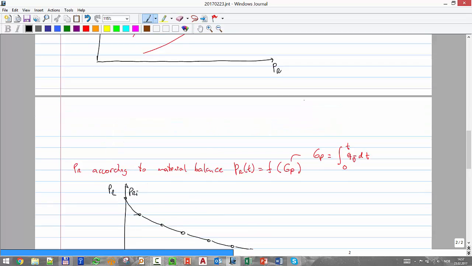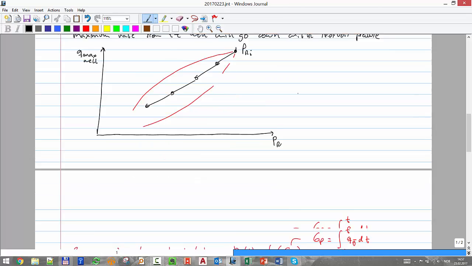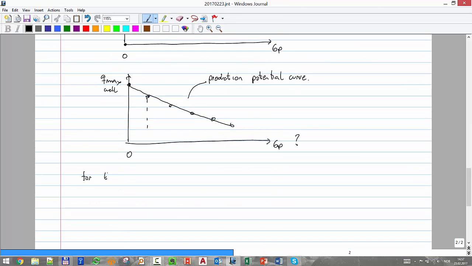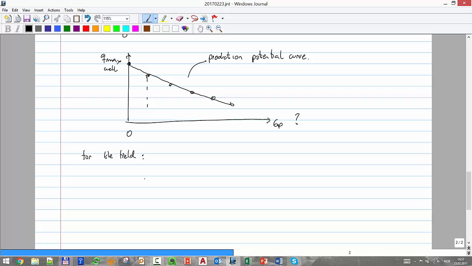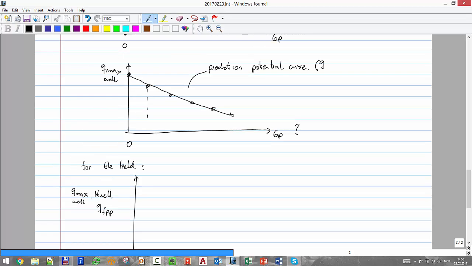Now I'm going to ask you, in our field that is very simplified, all identical wells, a big tank, what will be the production potential of the field? If all of them are identical, initial reservoir pressure, I just have to multiply that times n, the number of wells. So I just say Qmax per well times the number of wells. That's going to give me the production potential that I'm going to call Q field production potential. And here I'm going to say this is QPP, production potential.